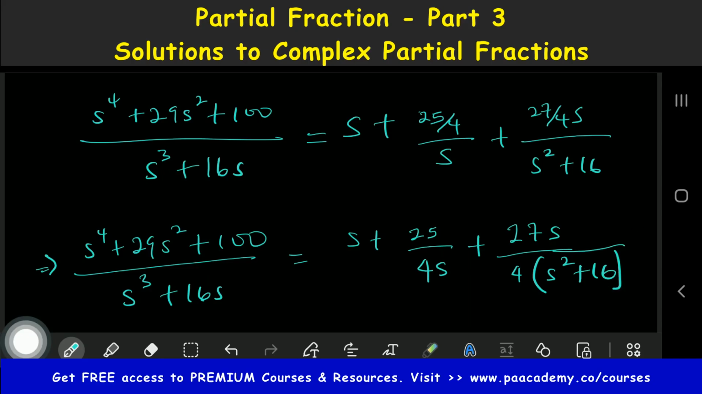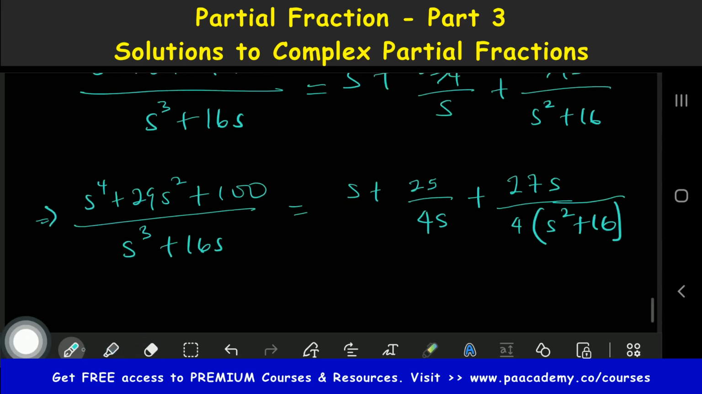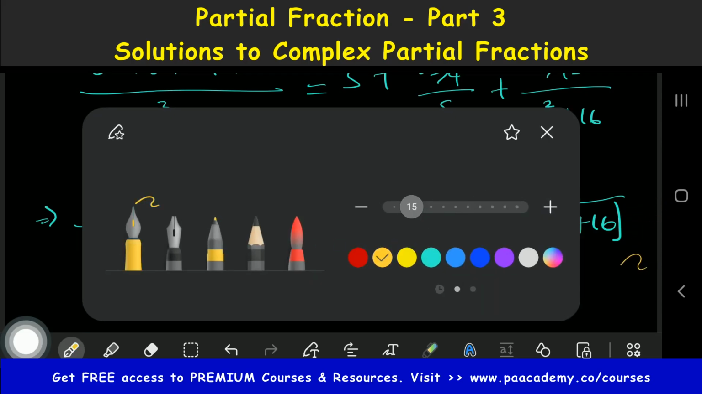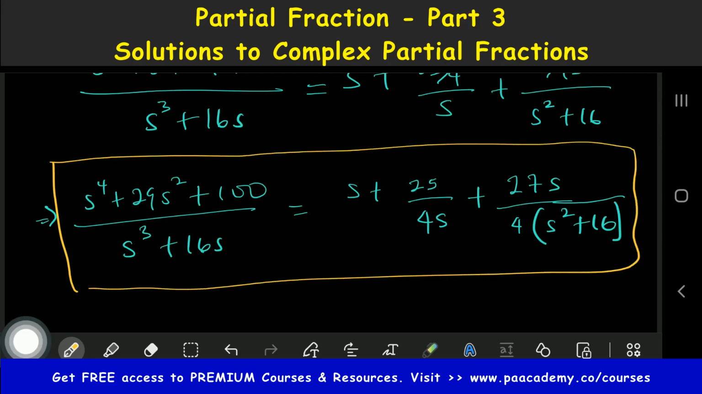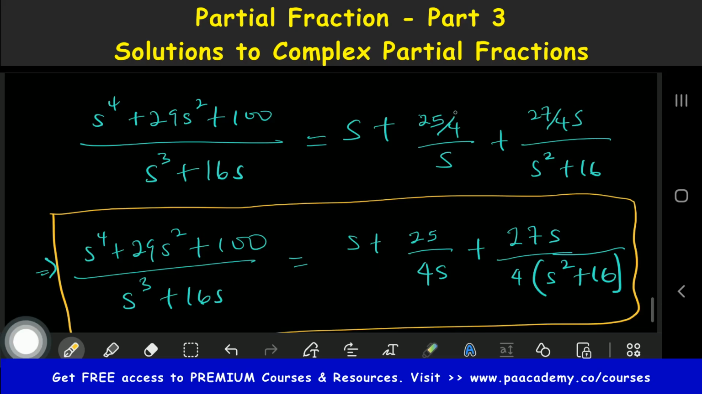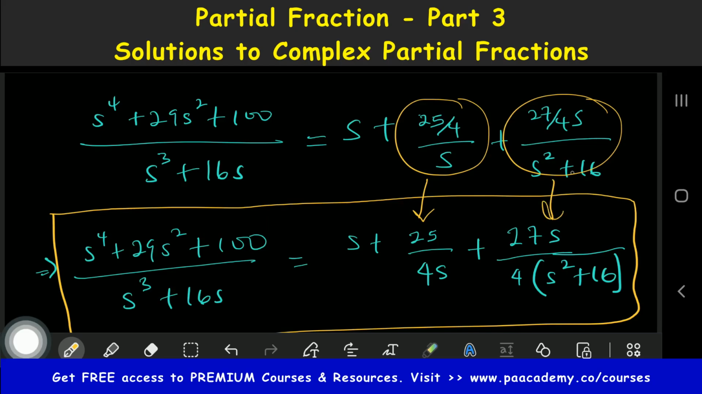So this right here is our final answer to the question if we are to resolve it into partial fraction. So this is what we are going to be having. All right, so the process of converting this to this, I've explained that in the previous examples, so I won't be going through that right here.